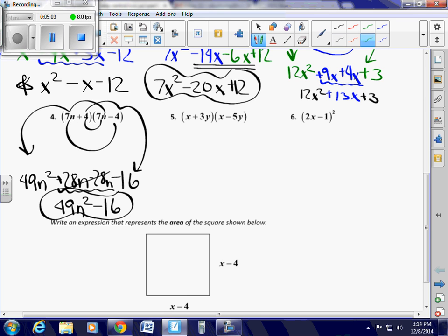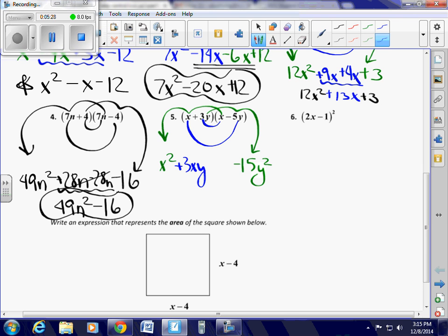In number 5. X times x, x squared. 3y times negative 5y. 3 times negative 5, negative 15. Y times y is y squared. Take 3y times x and you get plus 3xy. Take x times negative 5y, get negative 5xy. The two middle terms combined. 3 minus 5 would be negative 2, so you get negative 2xy. Final answer, x squared minus 2xy minus 15y squared.